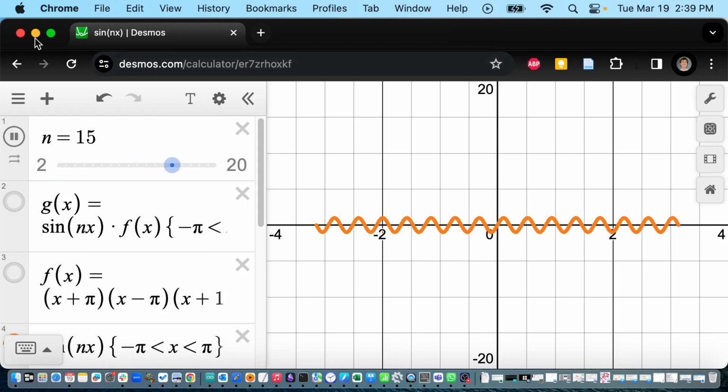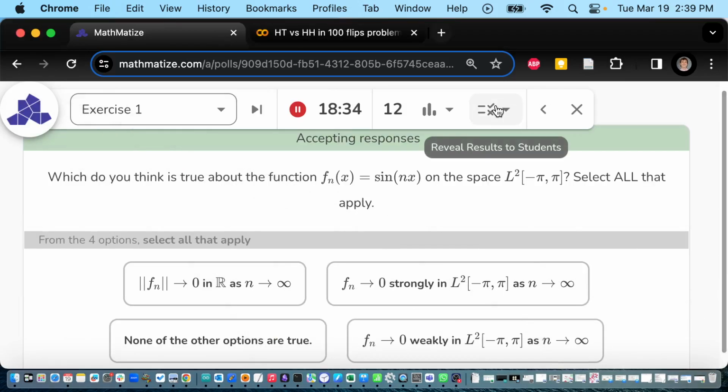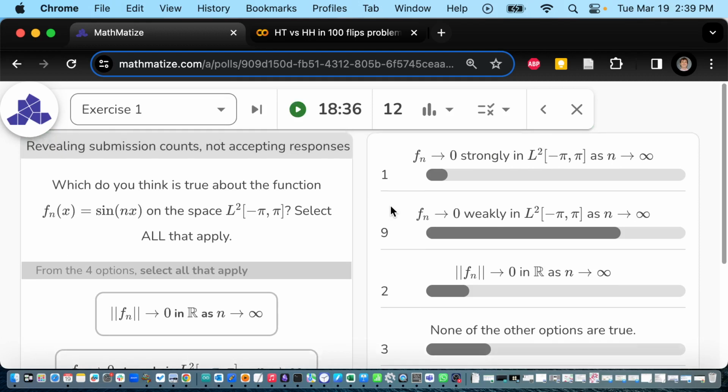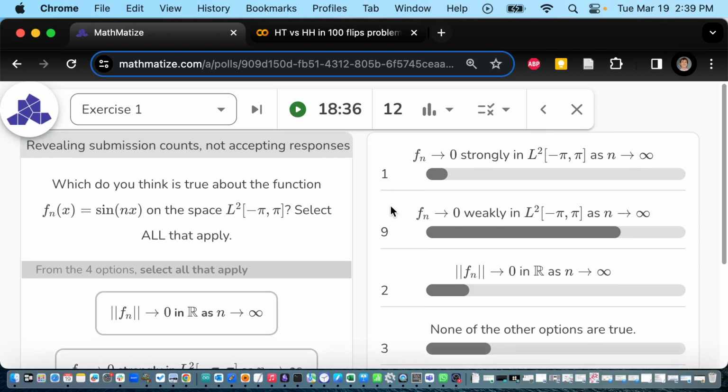Okay, so what are these things doing? Let's see what you guys said. Two people said it goes to 0 in R, and actually it is always equal to a number, but that number is not 0. Did anybody see what the norm is? Yeah. It's pi. Yes, this is what we did on the first day.